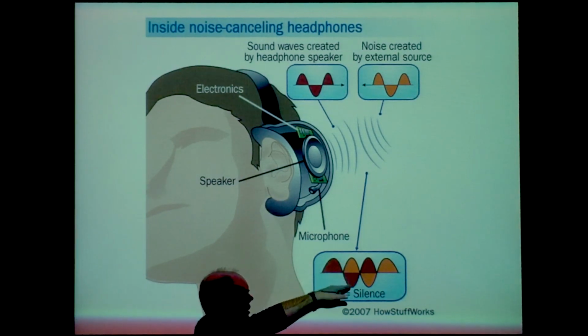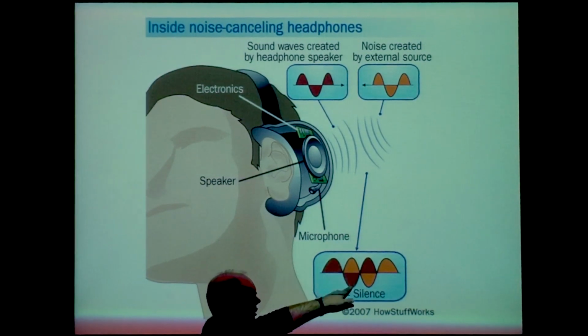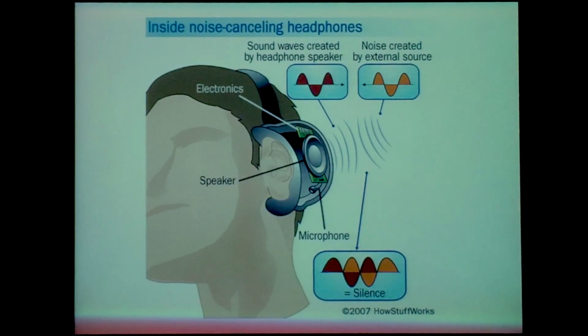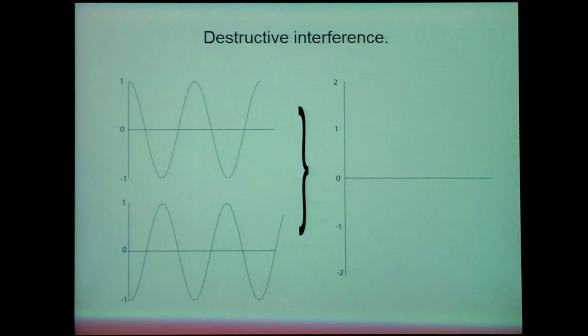And when you add these two together, you get 0. So a positive plus a negative is 0, a negative plus a positive is 0. So that's how noise cancelling headphones work, and that's a process called destructive interference. And this is a mathematical example of it.